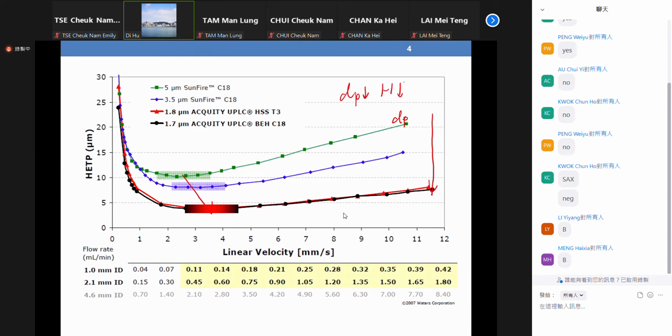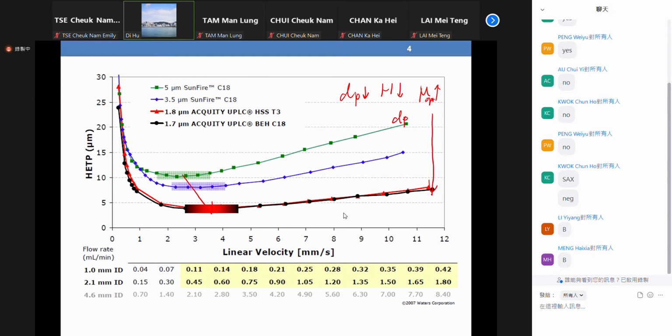So the plate height decreases, and at the same time we see mu optimized actually increases. So you can have a higher optimized flow rate. That means you can achieve the same resolution, same column efficiency using a higher flow rate. That means shorter time, right?